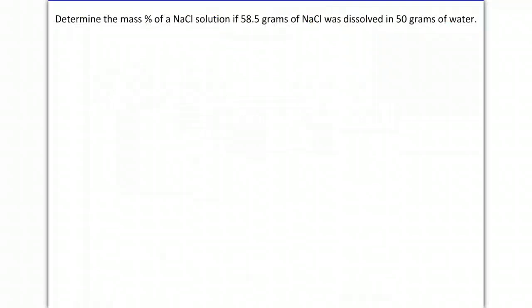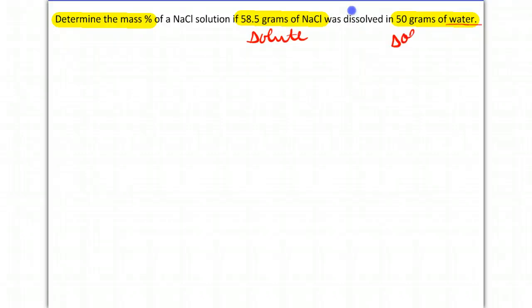Okay, determine the mass percent of a sodium chloride solution that has 58.5 grams of sodium chloride dissolved in 50 grams of water. It's important to recognize here that they're telling us how much solute we have, and because they're telling us how much water there is, that's the amount of solvent. So they have not told us the amount of solution.